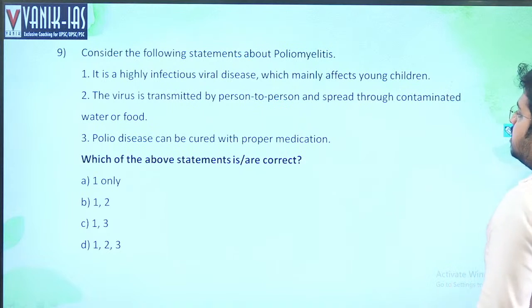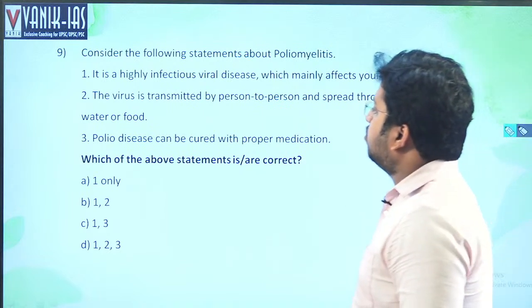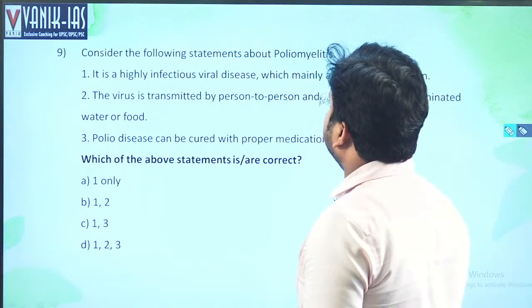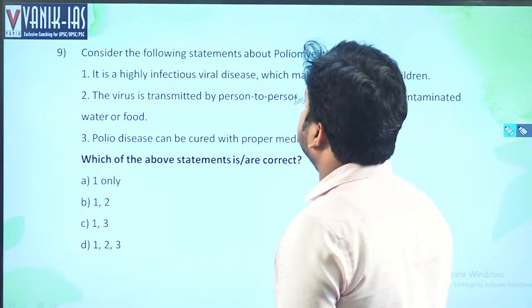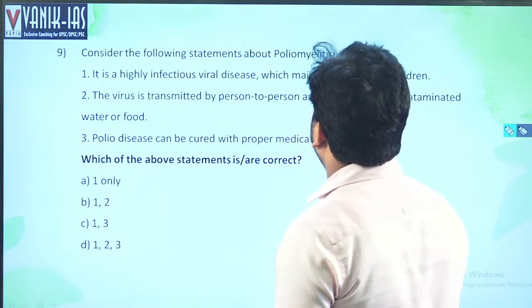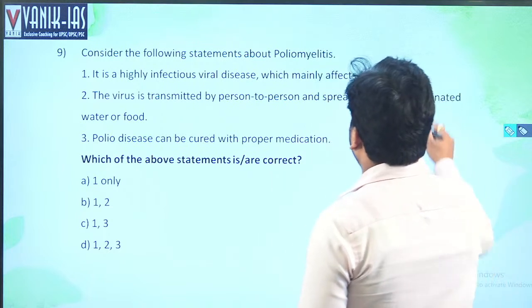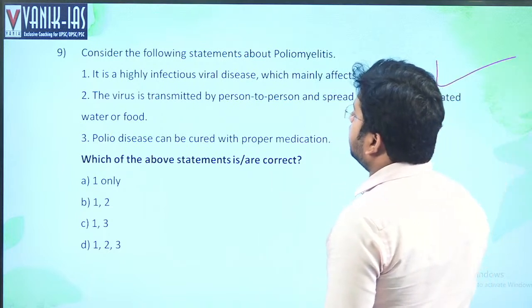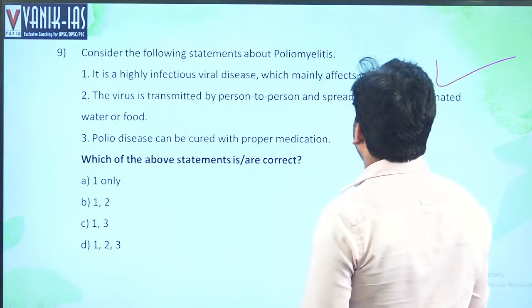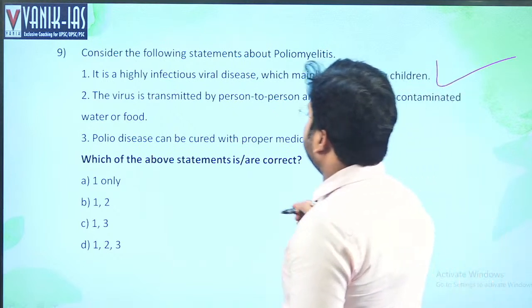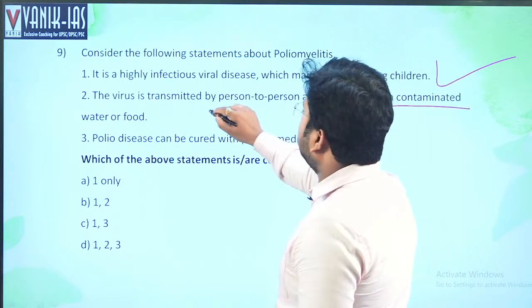Consider the following statements regarding poliomyelitis. Polio can result in permanent disability. It is a highly infectious viral disease which mainly affects young children. The virus is transmitted from person to person and spreads through contaminated water and food. Yes, it also spreads through contaminated water and food.